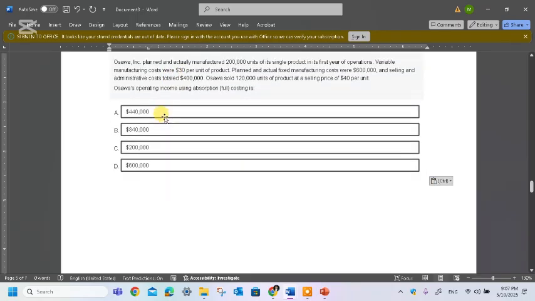Osawa Incorporation planned and actually manufactured 200,000 units of a single product in its first year of operations. Variable manufacturing cost was 30. Planned and actual fixed manufacturing cost was 600,000. Administrative cost totaled 400,000. Okay, absorption costing is what they are asking. Selling price 40, right? So revenue: 200,000 units into 40, 8 million.